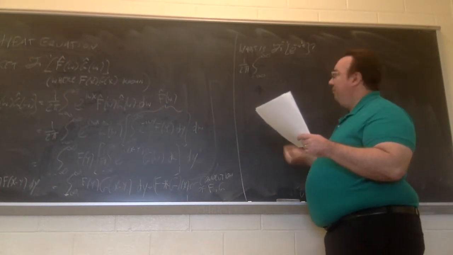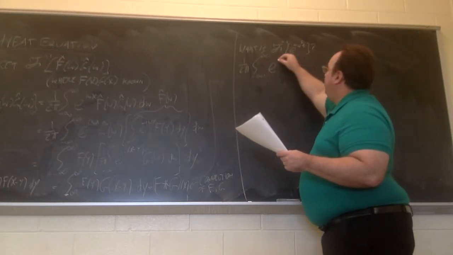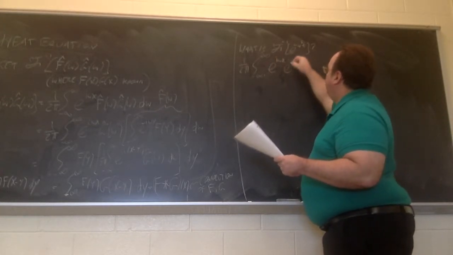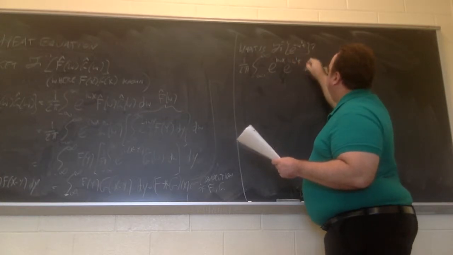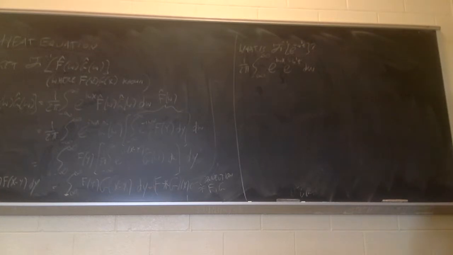Okay, so it'd be 1 over 2 pi, integral from minus infinity to infinity. So I'll have e to the i omega x, e to the minus omega squared t, d omega. So I need to try to evaluate this integral somehow.